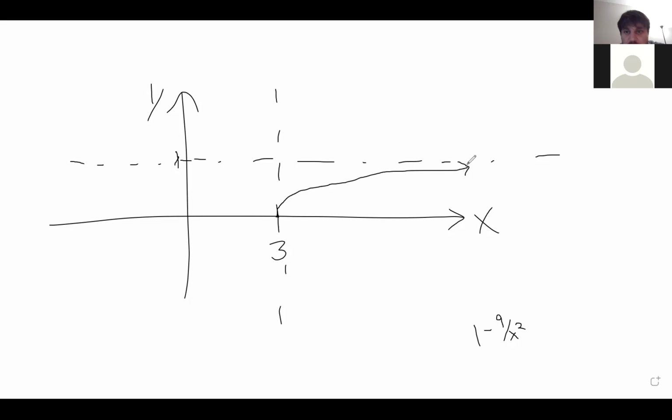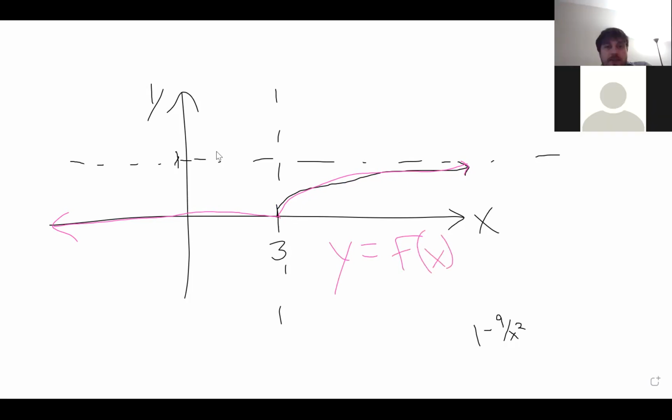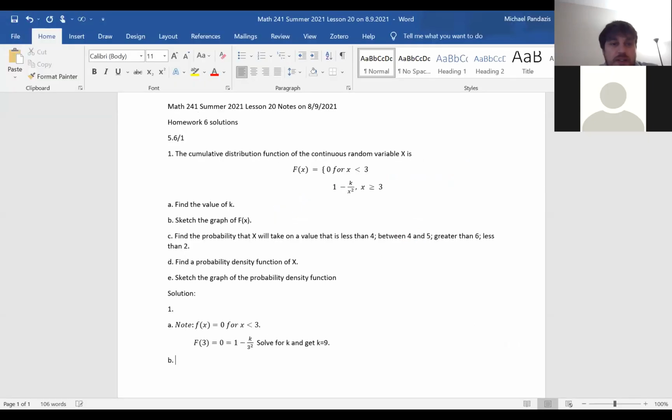So I'm going to use this pink here to graph it. You get this curve here. And it goes to the left because it's 0 for x less than or equal to 3. This is y equals capital F of x. Okay, so does that make sense? Okay, so the graph is on the whiteboard.